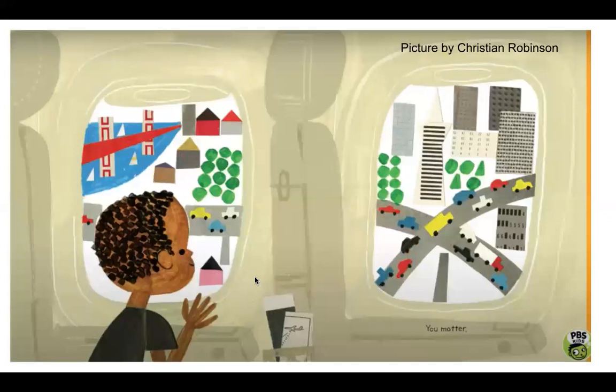So look here at this picture and think about the way an artist tells stories. So what's the story in this one picture? And to think about what's happening. Where are we in this picture? I think we are in an airplane and we are looking out the window.